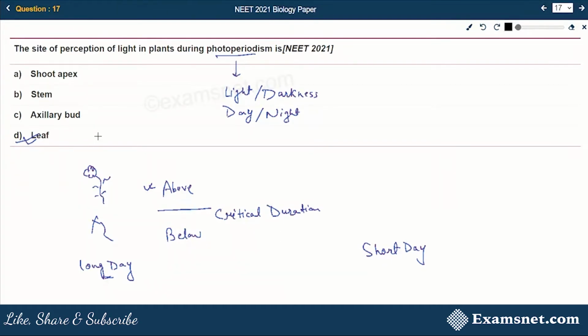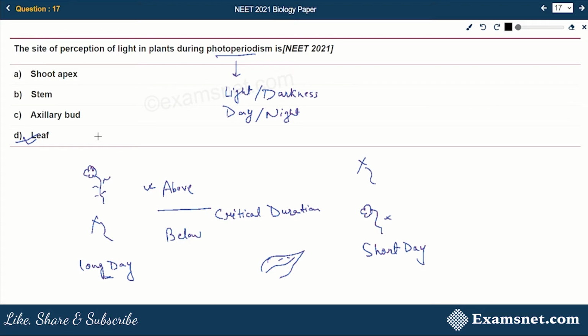That means if they receive light for more than the critical duration, then flowering will not take place, because they require exposure for a lesser amount. That means they need exposure for lower than the critical duration. So in that case, flowering will take place. And the site of perception of this light is the leaf. So the correct option will be option D.